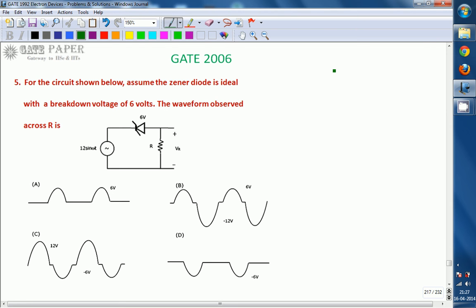Hello, we are discussing the GATE 2006 ECE paper, and the question is related to electronics. For the circuit shown below, assume that the Zener diode is ideal with a breakdown voltage of 6 volts. The waveform observed across R is out of A, B, C, D, which is going to be the right answer?